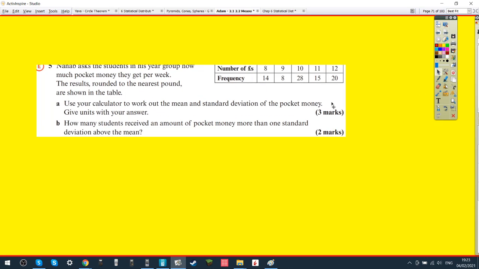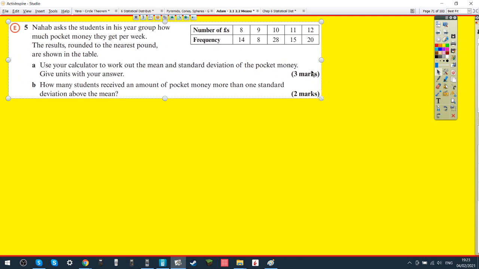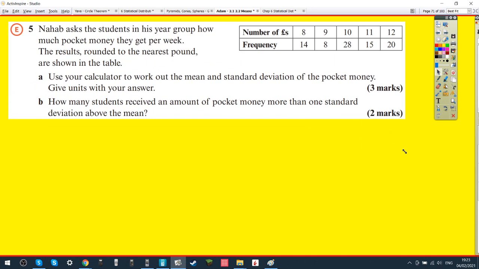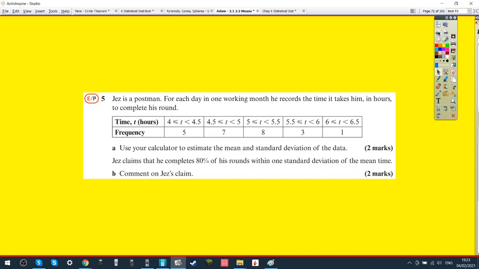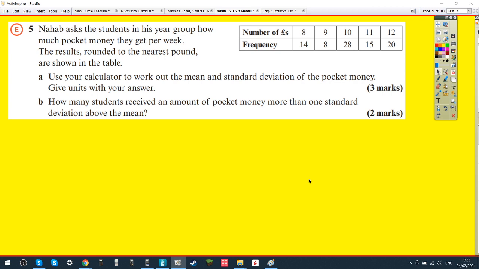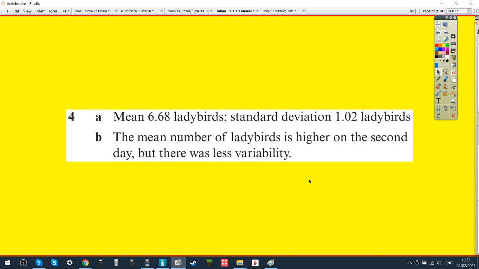Use your calculator to find mean and standard deviation. How many students? Oh, I don't have the answer. 1 second. Let's do this one.